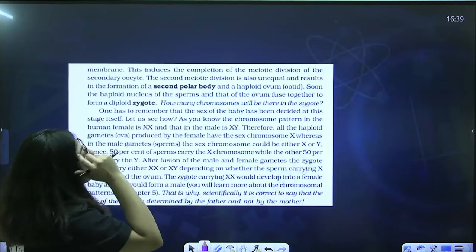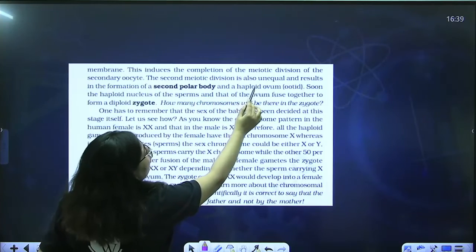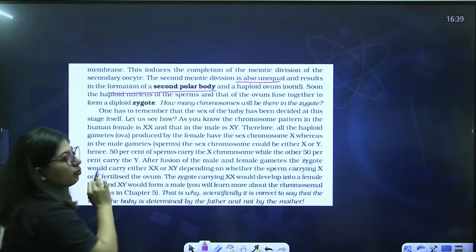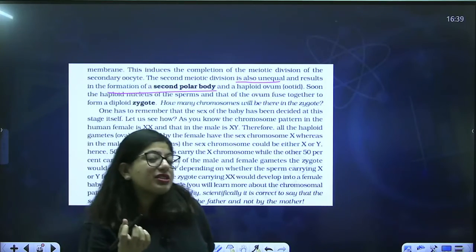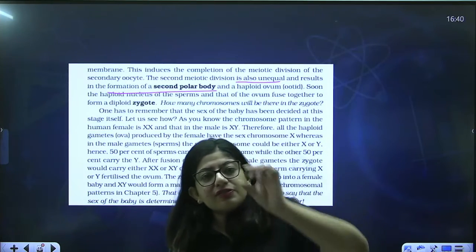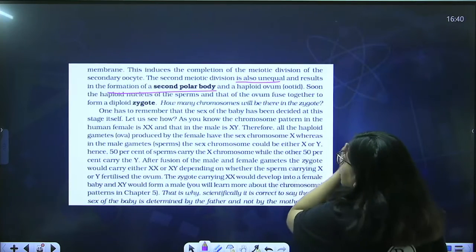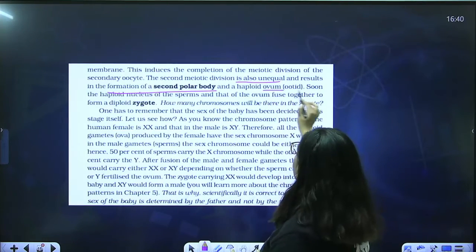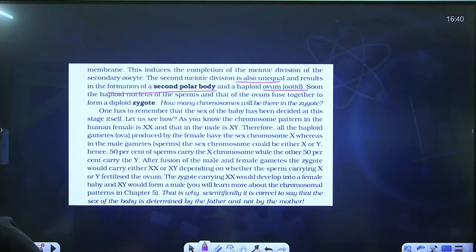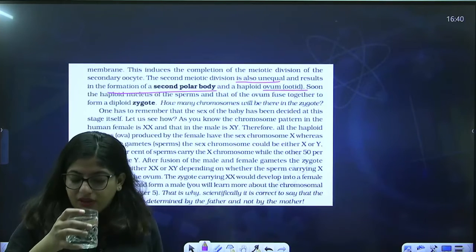This induces the completion of meiotic division of secondary oocyte. The second meiotic division is also unequal and results in the formation of second polar body and haploid ovum. This we have already discussed in oogenesis. In female, the divisions are always unequal. That's why there is a very small polar body and a large ovum. Now, ovum, egg, ootid. Sorry, we have done this in the previous class. They are all the same, just other names.